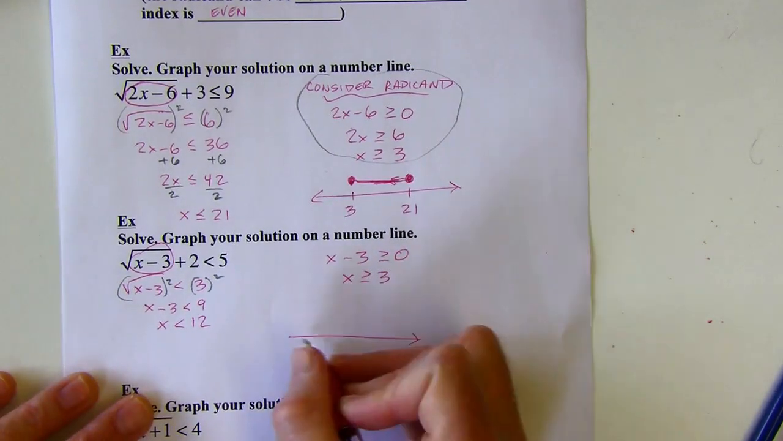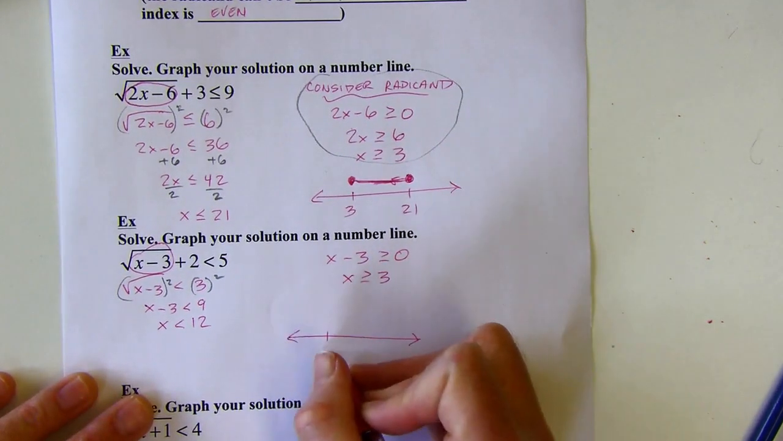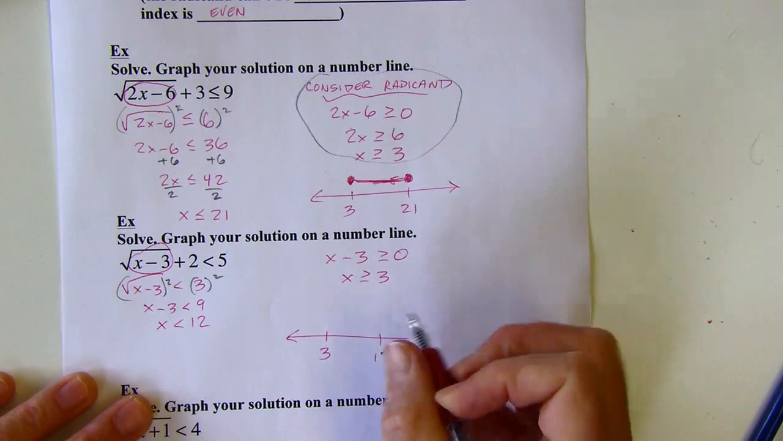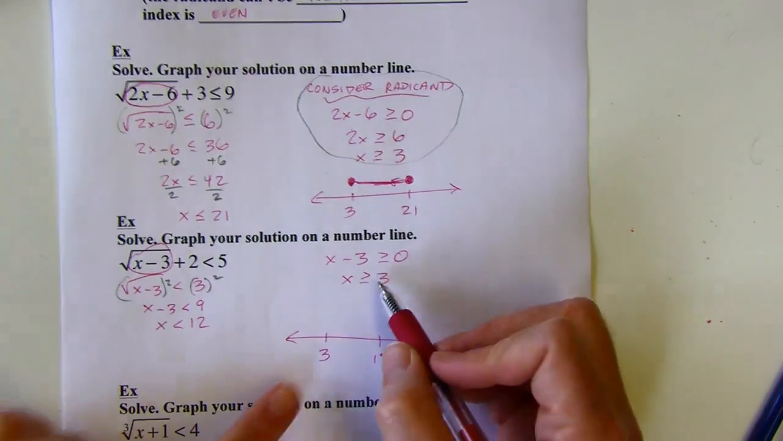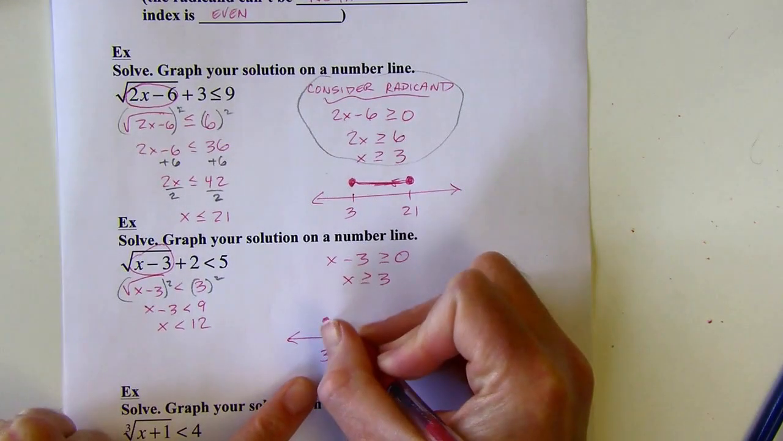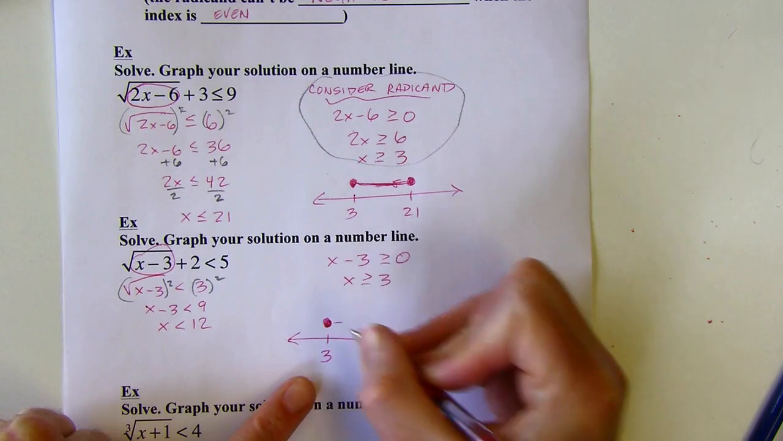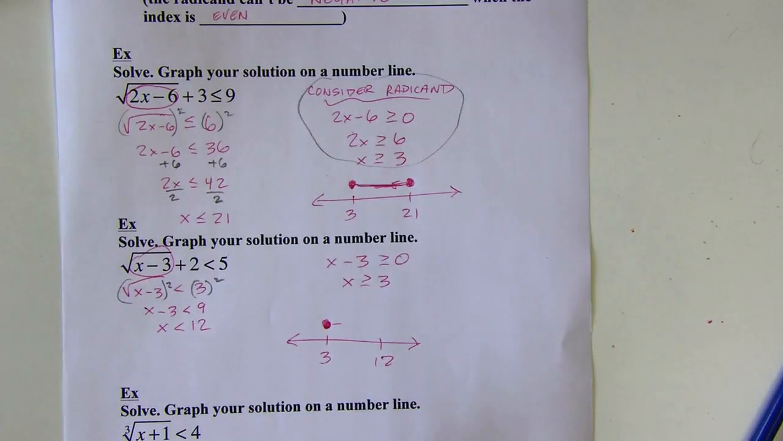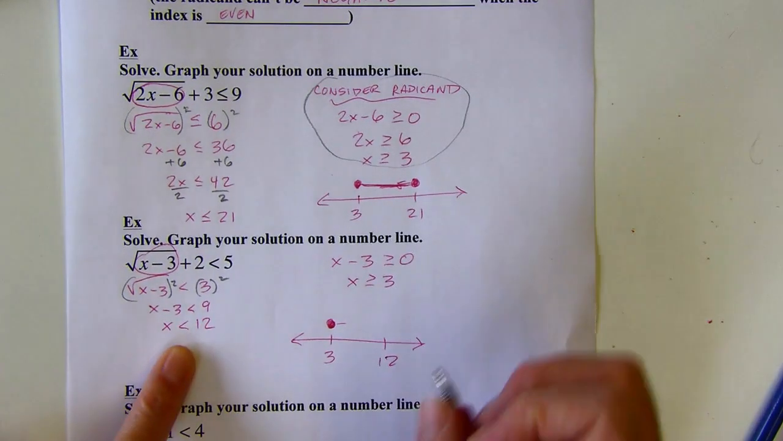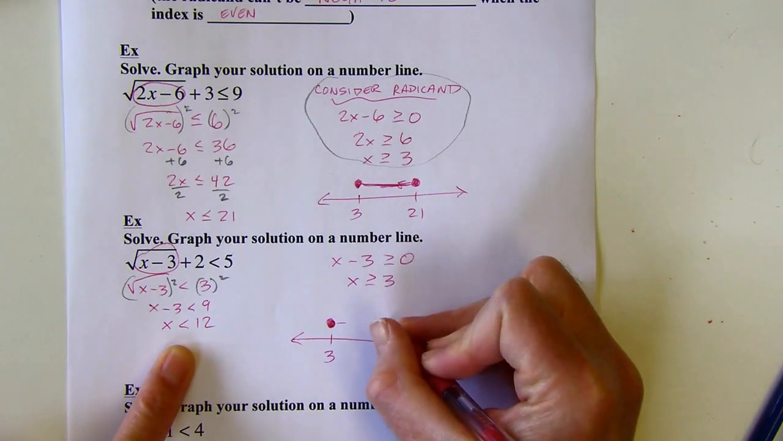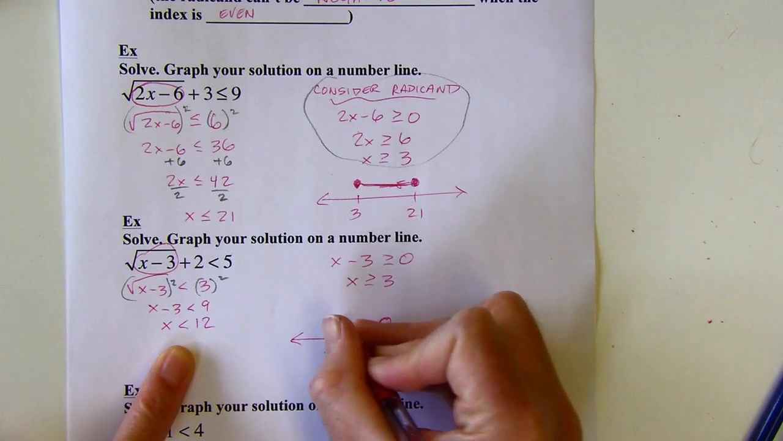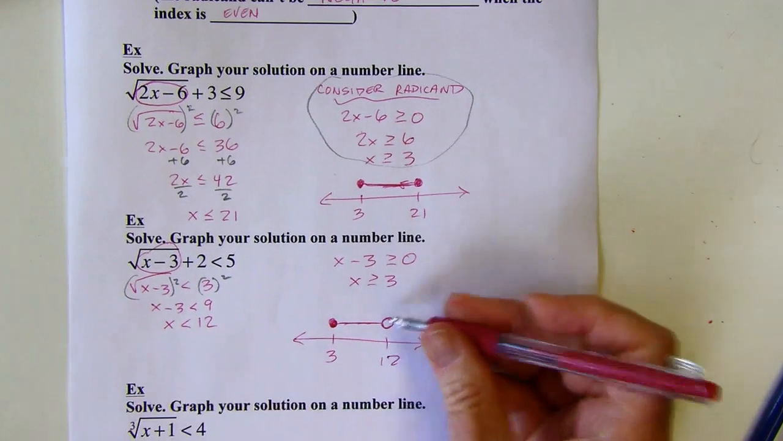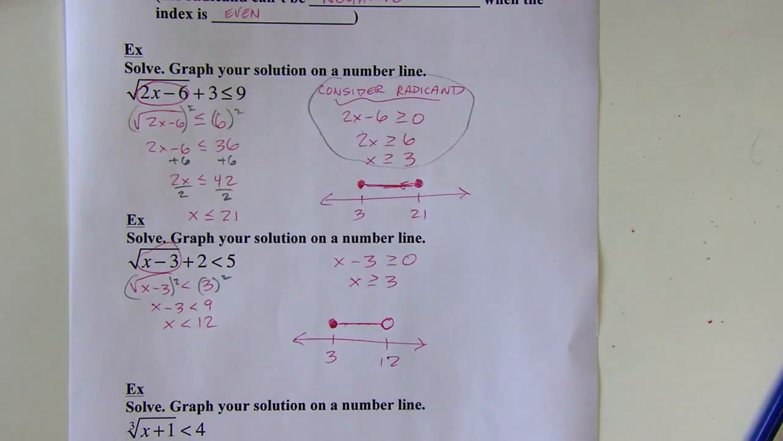So on my number line, I've got 3 and 12. Above the 3, this is a closed dot, and I'm going to be going that way, because anything greater than 3, and then anything less than 12, but can't be equal to 12, so that's an open dot. So it's going to the left from 12. And there is my solution.